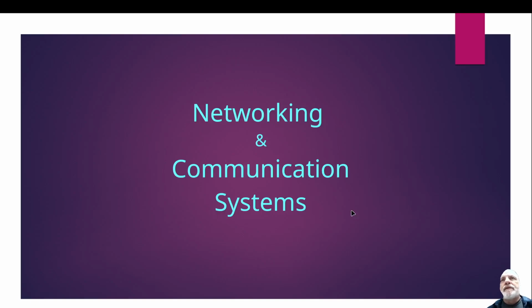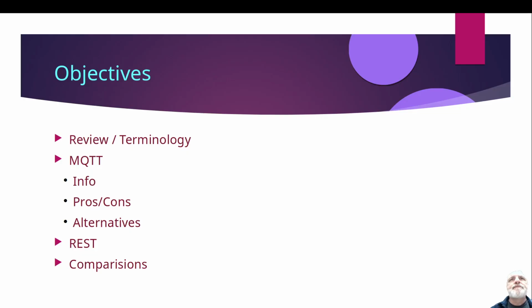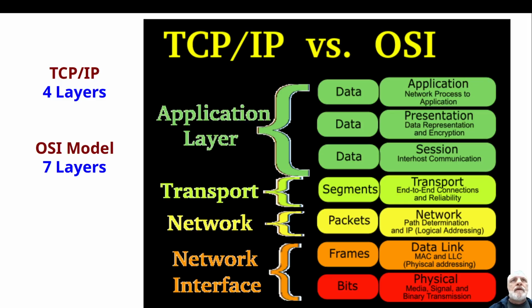So this video is going to discuss networking and communication systems. First, let's review the TCP/IP and the OSI model layers. Remember, we have these two different network layering systems. The TCP/IP is broken down into just 4 layers, and the OSI model has 7 layers.